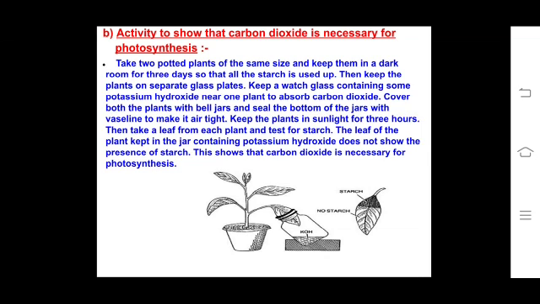That shows that the gas that is released is oxygen. So this is a test for oxygen. A burning splinter bursts out into flame. That is a test for oxygen. That shows that oxygen is evolved during photosynthesis.